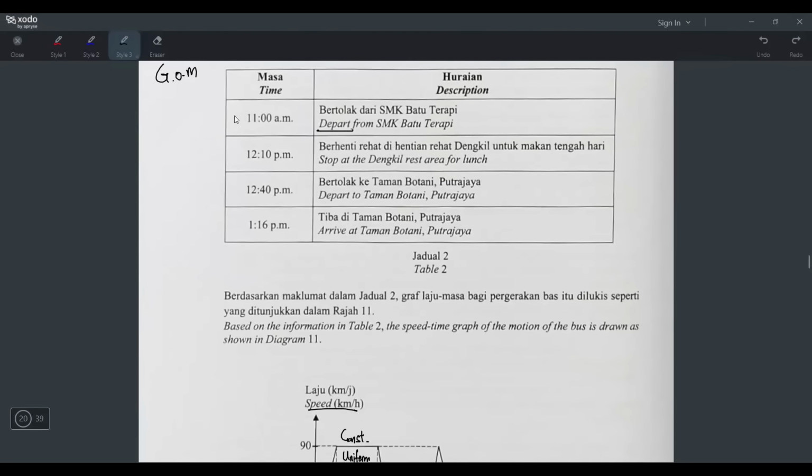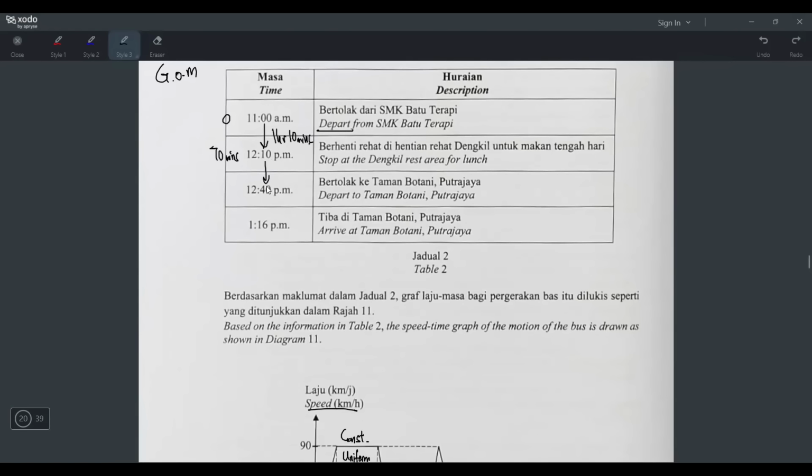So 11 a.m., that's when the journey starts, so this will be zero, because this is the start. From here to here, how many hours and minutes have passed? 1 hour 10 minutes, because 11 to 12:10. So 11 plus 1 hour is 12 o'clock, and then plus another 10 minutes. If you convert to minutes, it's going to be 70 minutes, because 1 hour is 60 minutes plus 10 is 70 minutes, right?